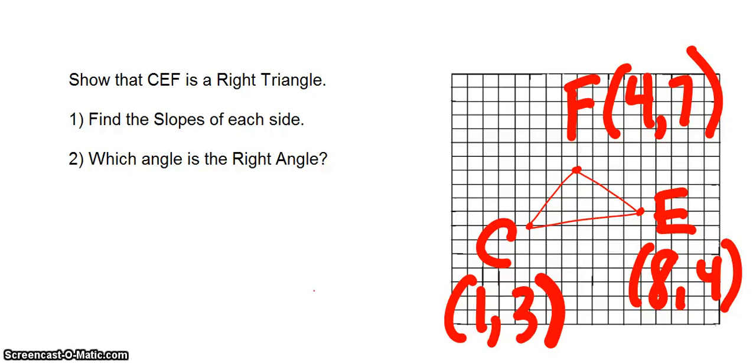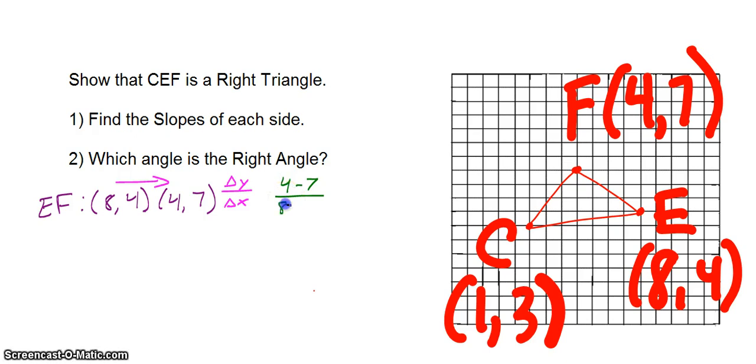So let's find the slope of EF first. Point E is at (8, 4), and point F is at (4, 7). So I'll choose a direction. I think I'm going to go right this time. So we have change of y over change of x. So we have 4 minus 7 over 8 minus 4. 4 minus 7 is negative 3. 8 minus 4 is 4. So that's my slope of EF, negative 3/4.